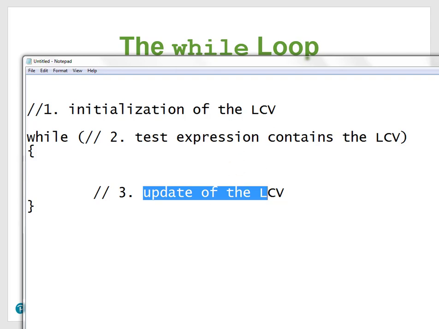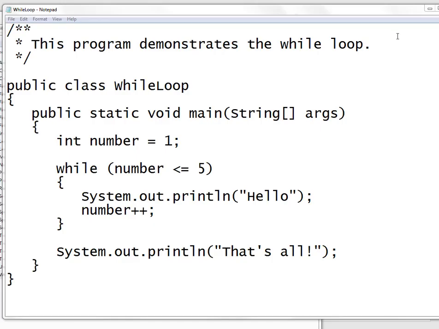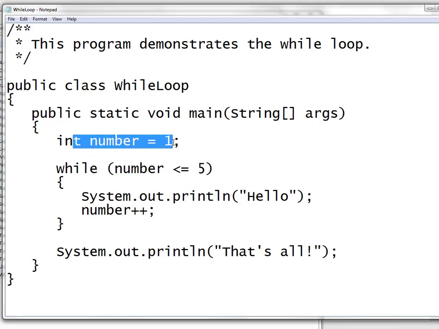So what I would like you to do is look at the while loop. I have a WhileLoop.java that's in your book. Let me pause and get that up here. This is the while loop that's in your book. If you look, here's number 1. This is what's considered your initialization. Condition number 2 uses what's called the loop control variable, which is number. You check whether 1 is less than or equal to 5, which is true.